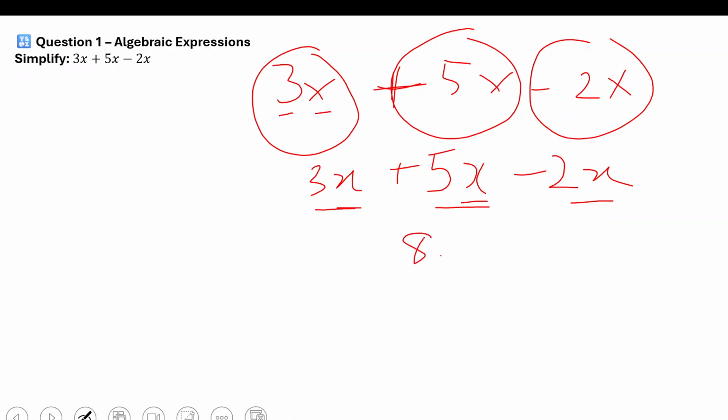That will give me 8x, right? Then minus 2x. 8x minus 2x will give me 6x. So the answer to this simple algebraic expression is 6x. So we'll go to the next question.